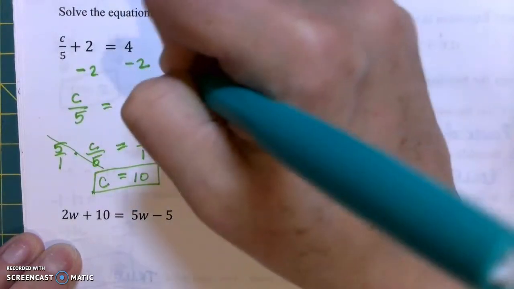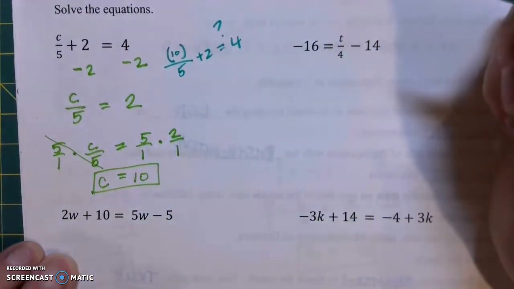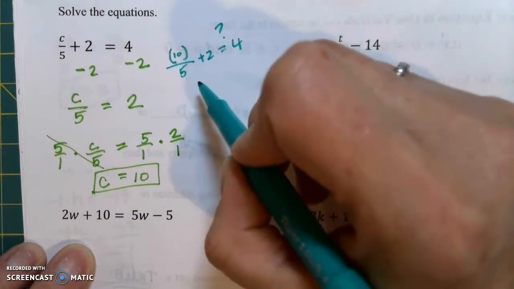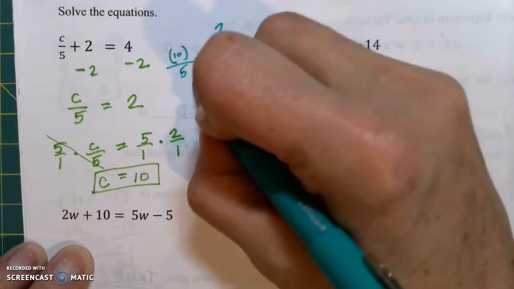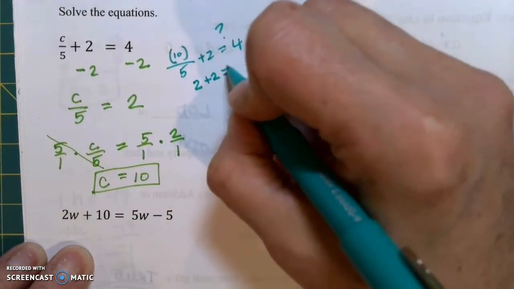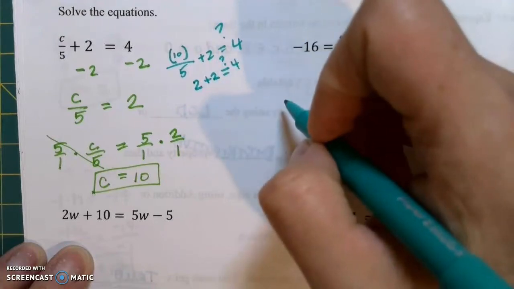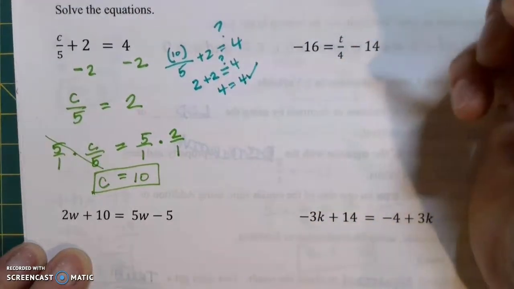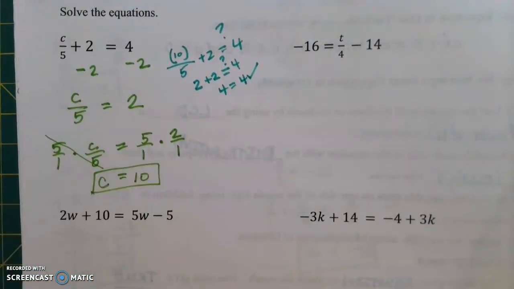So if I'm putting in 10 and I'm checking this, I go back to my original equation, leaving the parentheses for C, plugging in 10 for that. So 10 divided by 5 would be 2, so I've got 2 plus 2 on the left. I'm checking to see, does that equal the right-hand side of the equation, which is 4? So I get 4 equals 4, so yes, that is a solution, and that is my work that shows that I checked that it's correct.